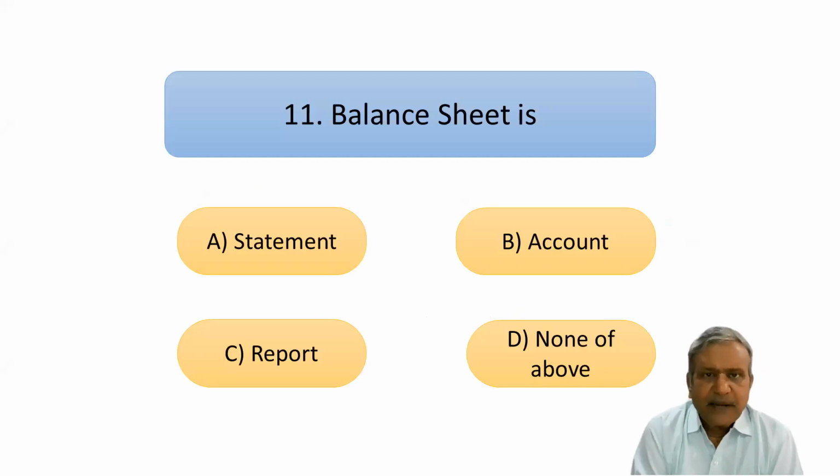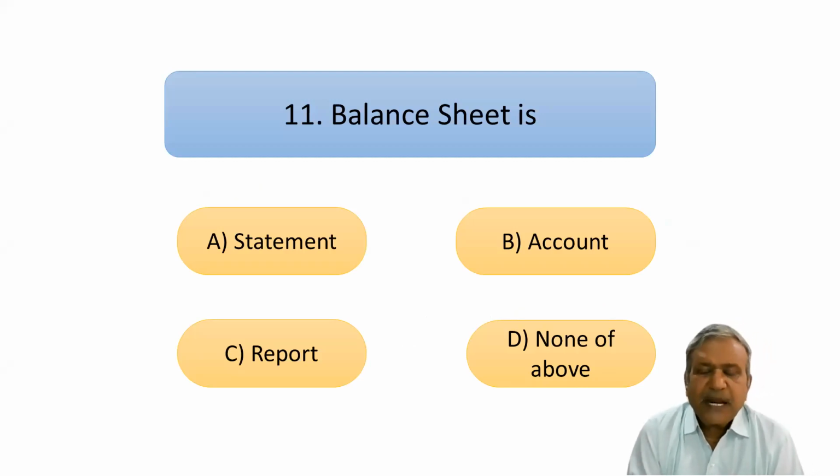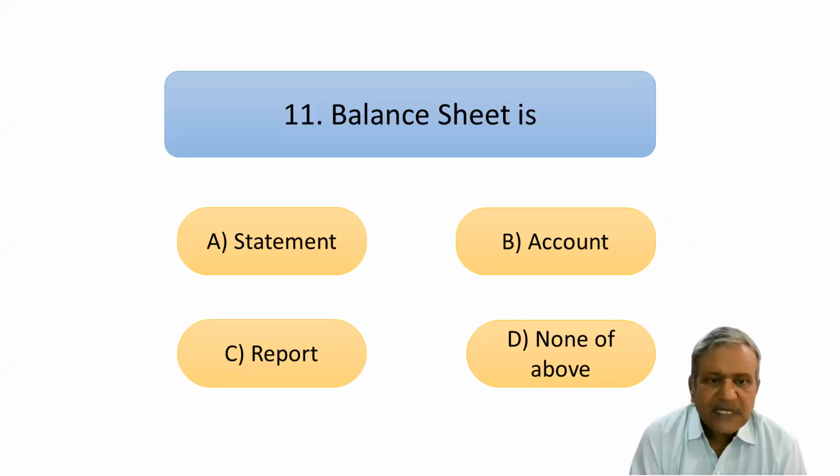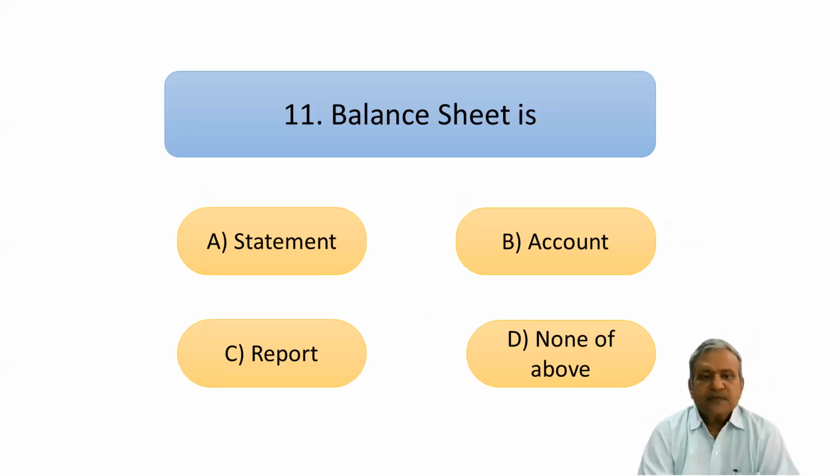Next one, number 11, balance sheet. It is a very, very important question for all of our practical students. Balance sheet is: A, statement; B, account; C, report; D, none of the above.